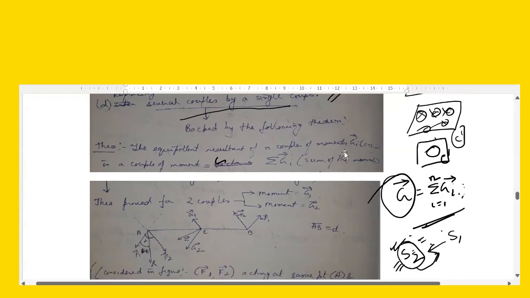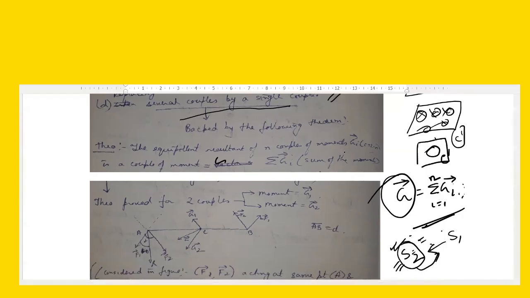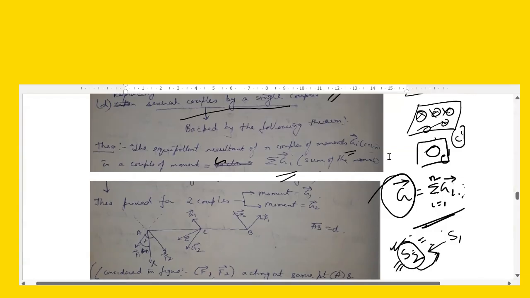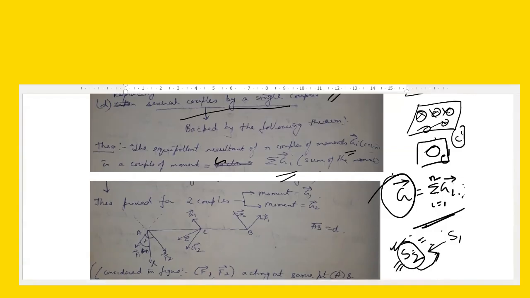What it says is: the equivalent resultant of n couples of moments Gi is a couple of moment G, which is nothing but the summation of Gi. As I said, now I prove it. This is indeed possible. Otherwise, whatever I say doesn't make any sense. So let us now prove this.